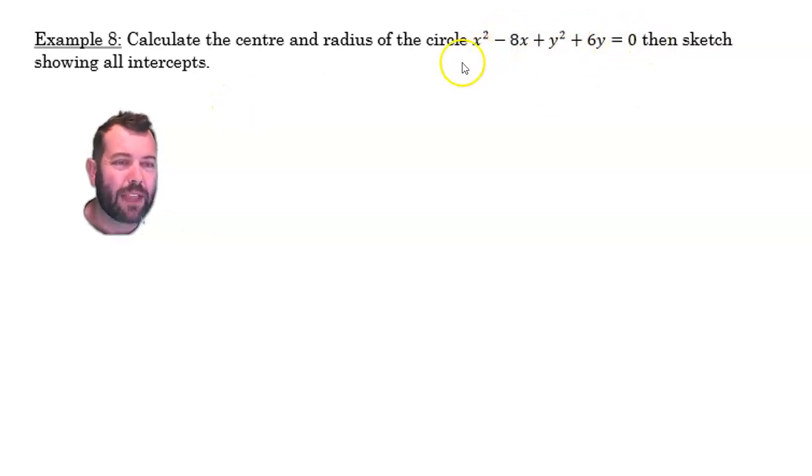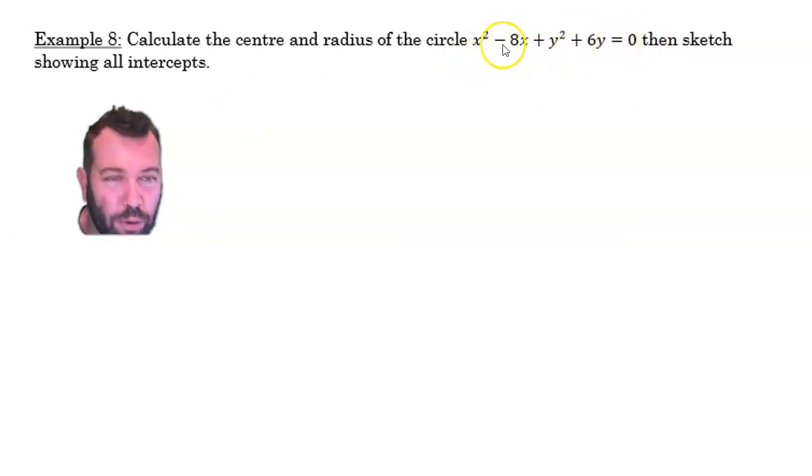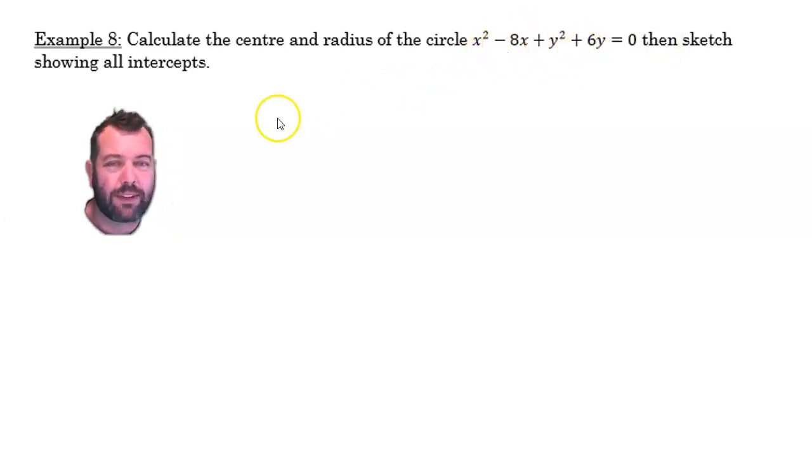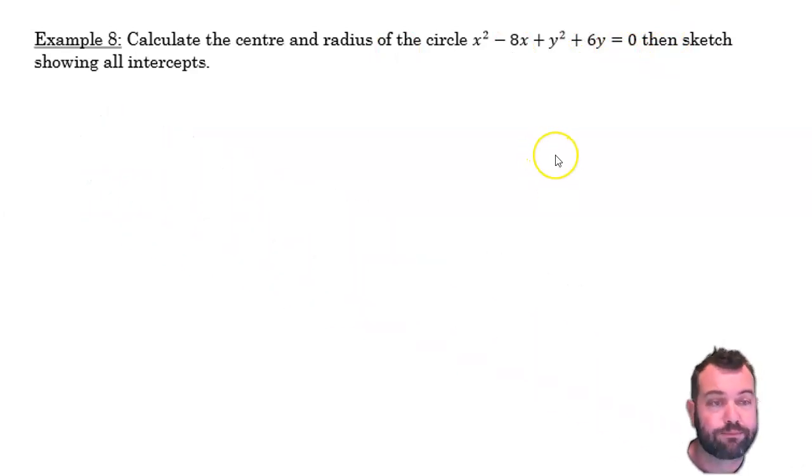What's going on here? That isn't in the right format at all. It's not just x squared plus y squared equals r squared, so the centre isn't the origin. I've got this minus 8x and this plus 6y. That's not very helpful to me at this stage. What I'm going to need to do is complete the square for x and for y, and that should produce a radius for me.